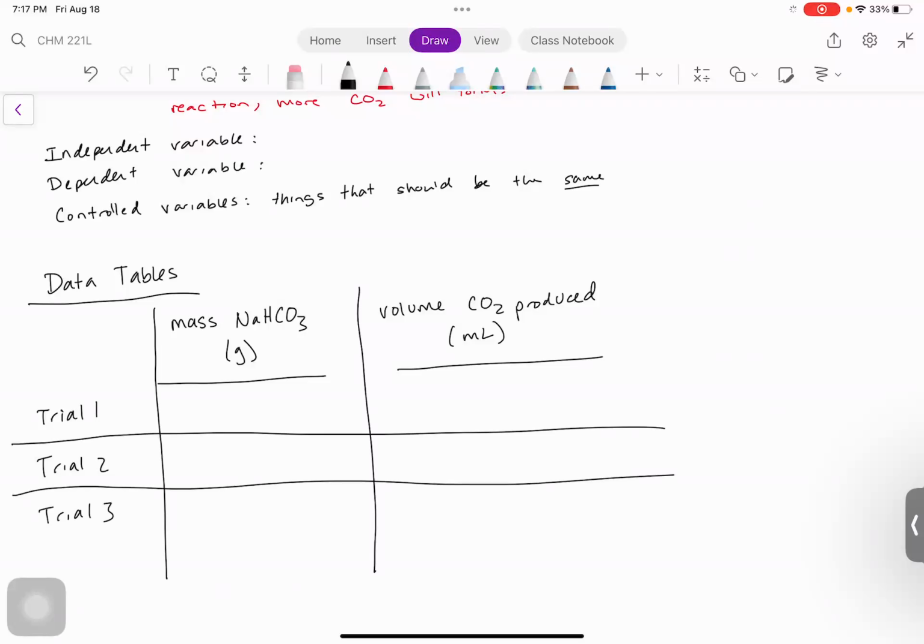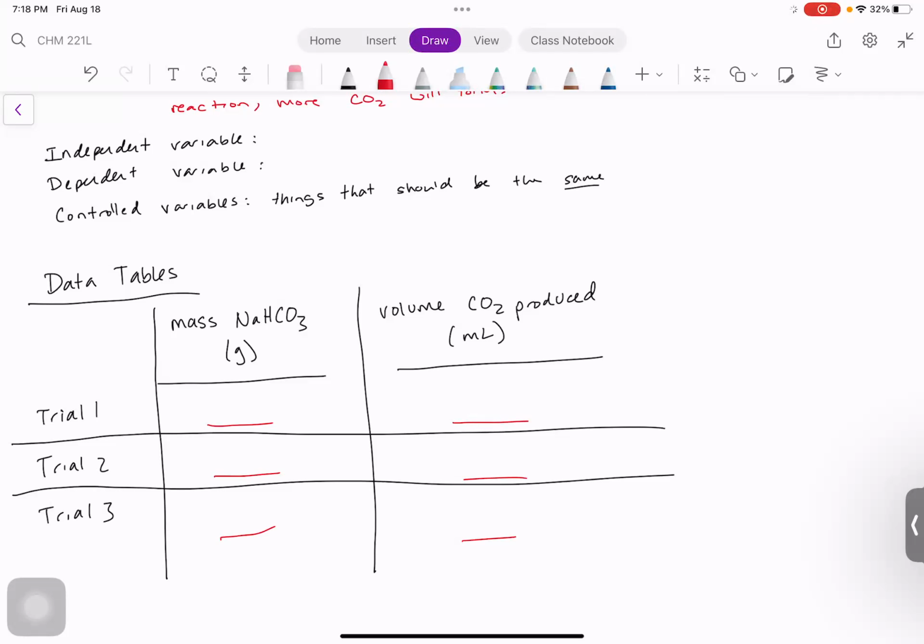So your mass of sodium bicarbonate should be the same for all 3 of these, and you'll get your mass assigned to you in class because we're going to be compiling all of the class data. So you're going to be given a mass, and you're going to run 3 trials of the experiment where you're going to measure out a certain amount of sodium bicarbonate. You'll record the masses here. You're going to run the experiment, and then you will measure and record the volume of carbon dioxide produced.